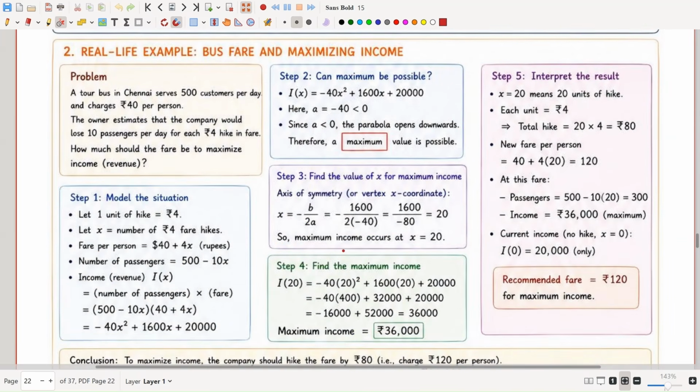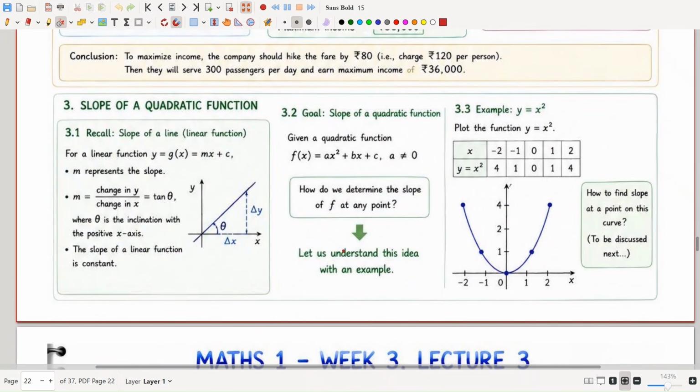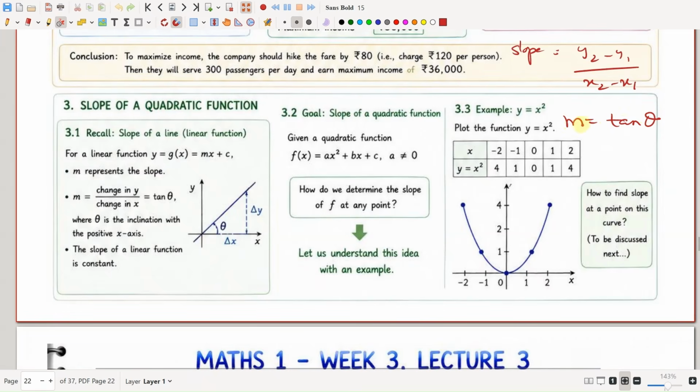So now let's move on to slope of a quadratic function. What we saw as a slope, we saw slope is equal to rise by run, right? Which is change in y divided by change in x, which is equal to tan theta. In other terms, I can write slope is equal to y2 minus y1 divided by x2 minus x1. So m is equal to tan theta, or m is equal to y2 minus y1 divided by x2 minus x1.